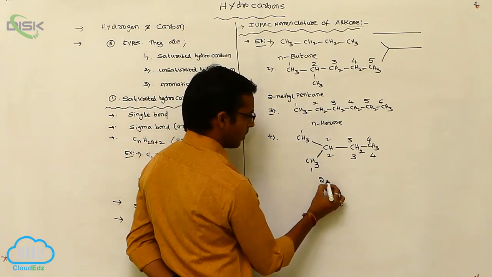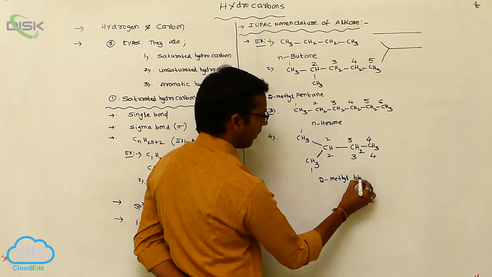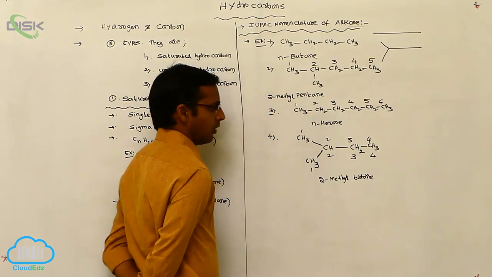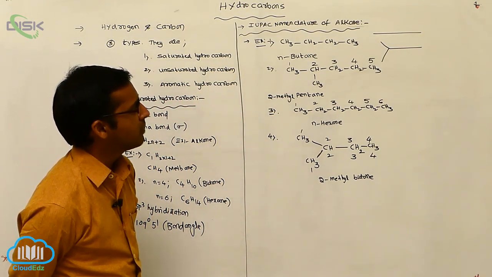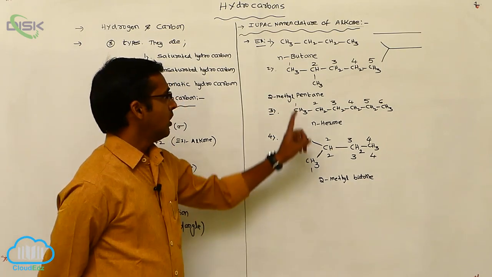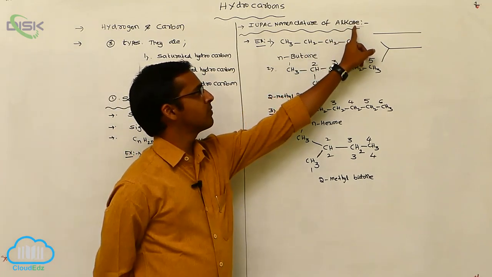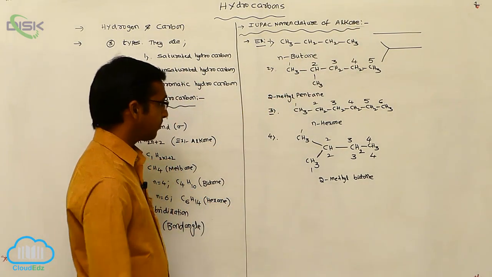So this is your substituent, or either this one. So what is the name of this one? 2-methyl butane, because 4 carbons, 2-methyl butane. Okay. So this is your IUPAC nomenclature of alkane. Means in parent carbon, you write first straight chain, number of carbons, and follows primary suffix, that is ane. So IUPAC nomenclature of alkane.